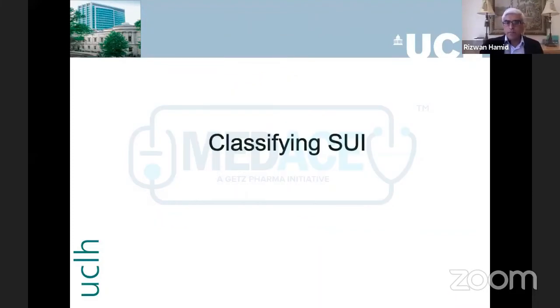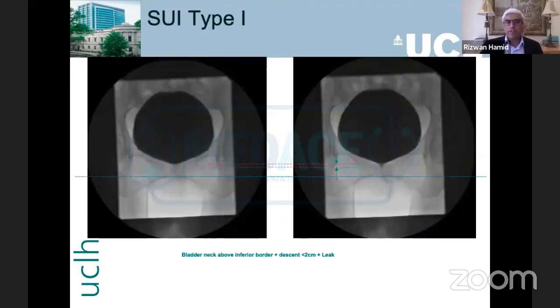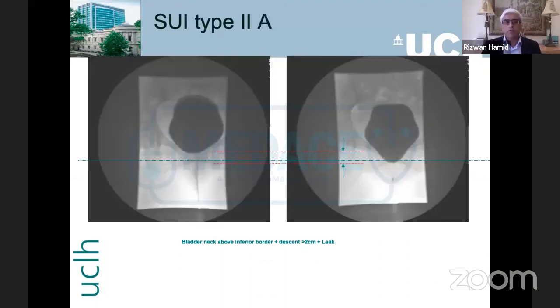In the last few minutes, I'm just going to share with you the classification of stress incontinence as we do. This is the Blaivas classification. Again, if you do it on video, you can see type 1 is when the bladder neck is above the inferior border of the symphysis. There's a leak, but the descent is less than 2 centimeters. The importance of this is, for type 1, type 2A, 2B, and 3, you can ask the patient, give them all the options, but tell them this is the treatment which might suit you best.